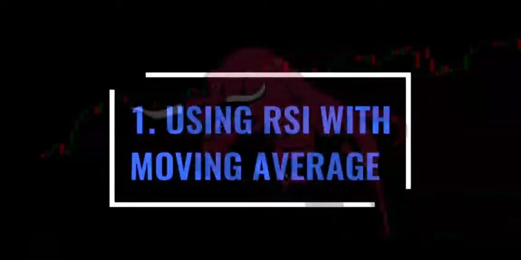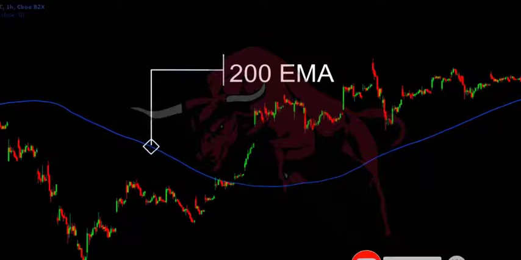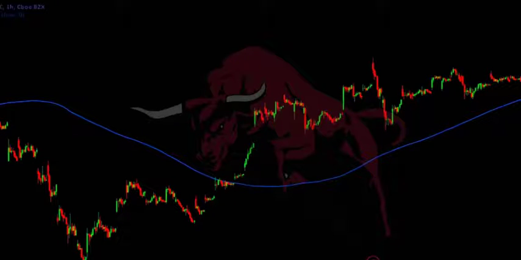Strategy number 1. Use RSI with moving average. Simply buying at oversold levels and selling at overbought levels cannot be profitable. But we can add more filters to this and develop a good trading strategy. For example, let us use a simple 200-period moving average. This will help us in identifying the trend of the market.